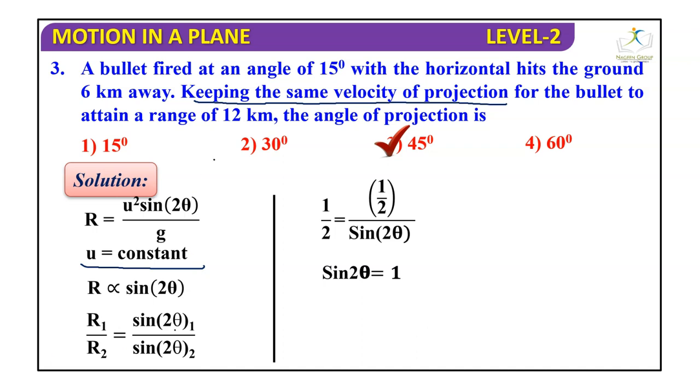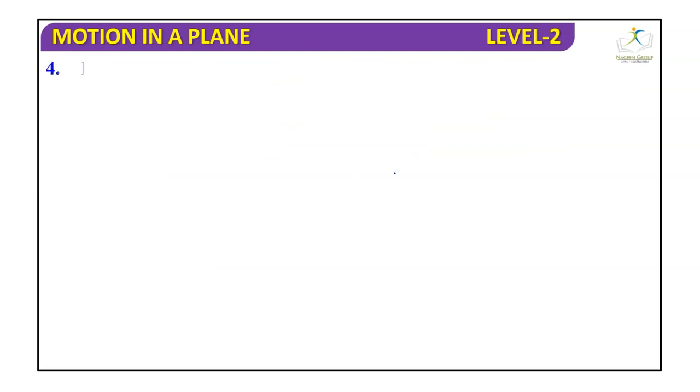The value of theta 1 is given as 15. So what I did, I put the value of 15 over here, 15 to the 30, and the value of sine 30 becomes 1 by 2. From here we can say sine 2 theta is equal to 1. So theta we can take out from this equation, which is 45 degrees. And according to this, the correct option is option C.